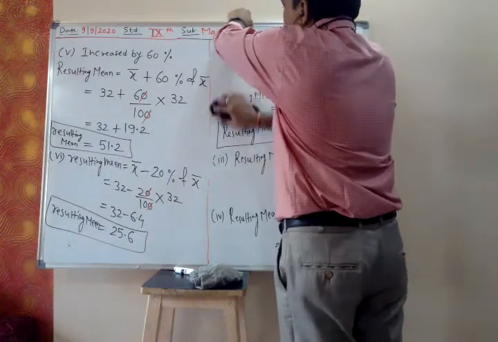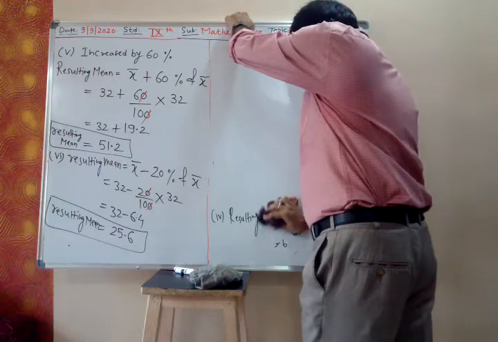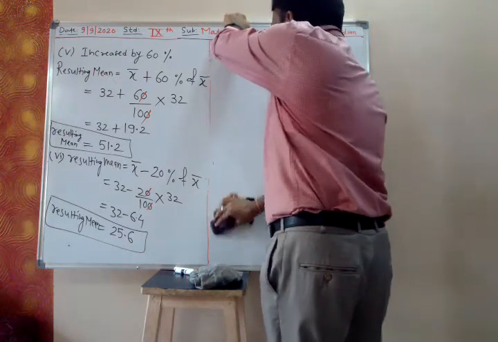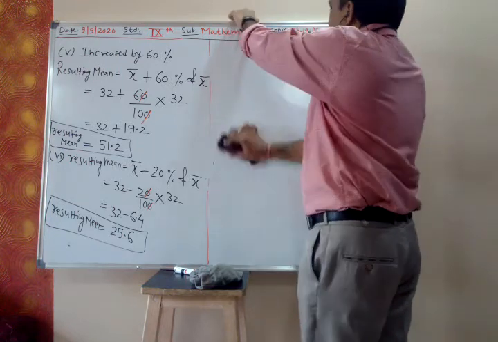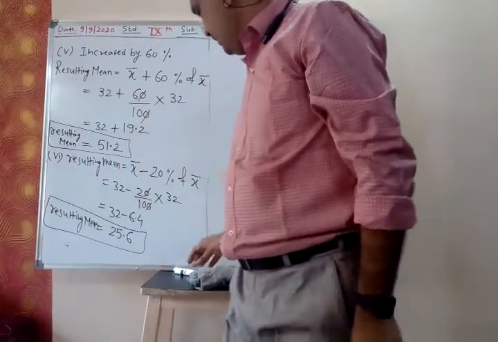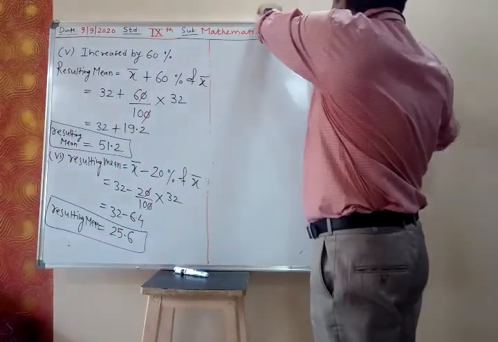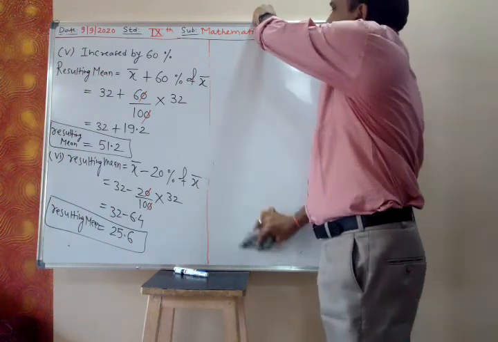Where it was? What is there? Nothing is there. If each observation is increased by certain quantity, that will be mean plus that number. Decreased by that number, mean minus that number, multiplied by that number, mean into that number, divide by that number, mean divide by that number, nothing else.